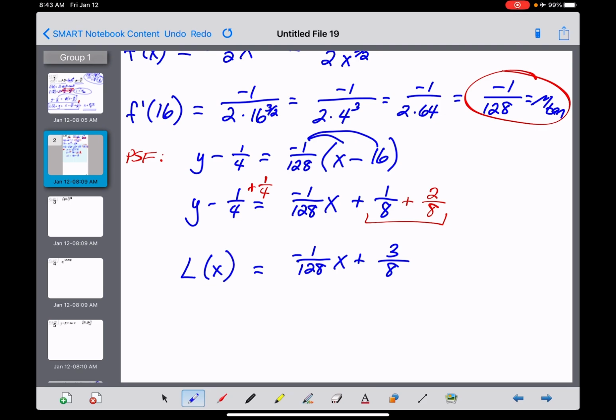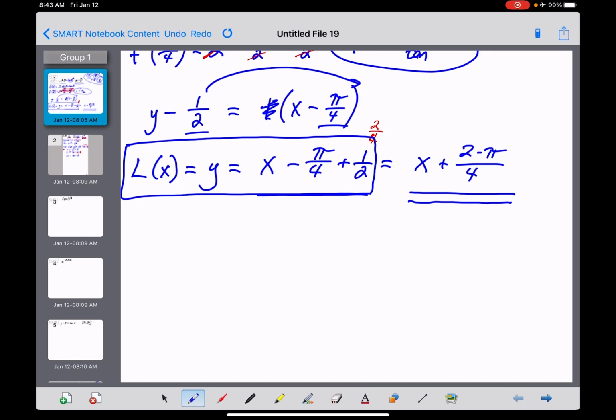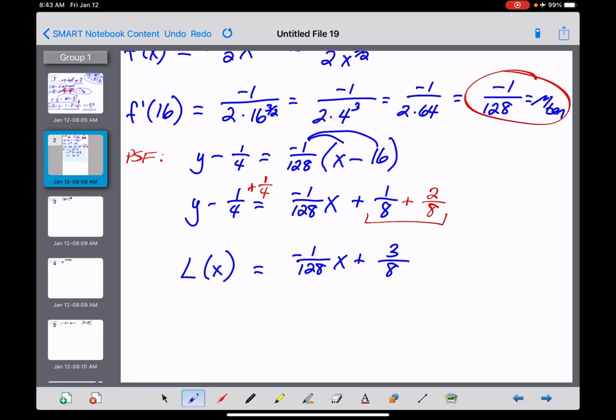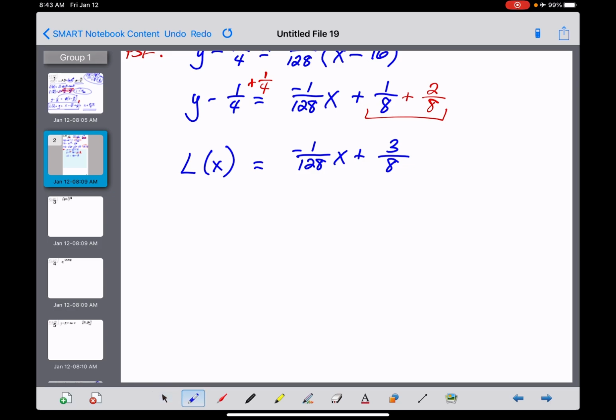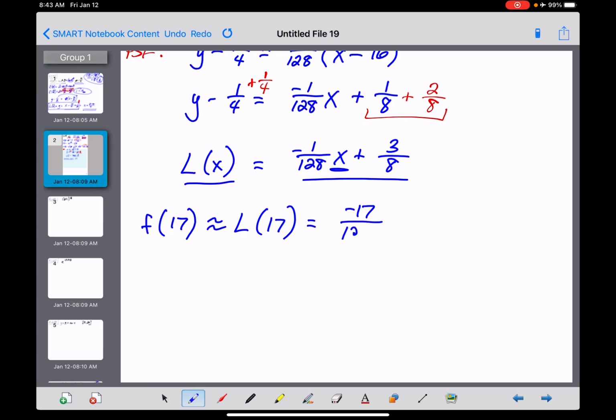So where are we right now, guys? In the previous batch of problems, they wanted you to stop right there when you found the function. But here, they want us to approximate the value of 1 over the square root of 17. So here's the big kicker right here, guys, that if we wanted to find f of 17, that is really, really close to the value of L of 17. And that means we're going to plug a 17 into this expression right here. So that's going to get us, I'm just going to cut to the chase here, negative 1 times this 17 is going to be a negative 17 over 128, and then a plus 3/8.